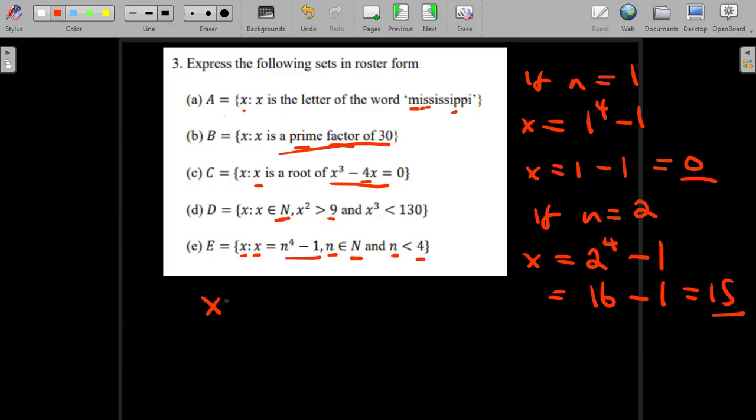Then the last one, for x, when n is equal to 3, I'll have that x is going to be equal to n to the power 4 minus 1. We've said n is 3, meaning I'll have 3 raised to the power 4 minus 1. And 3 raised to the power 4 is just going to give me 81.